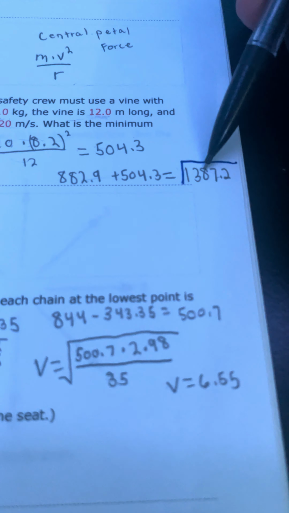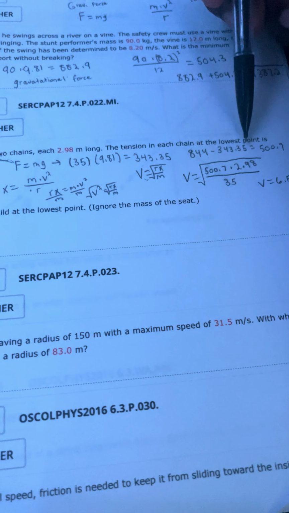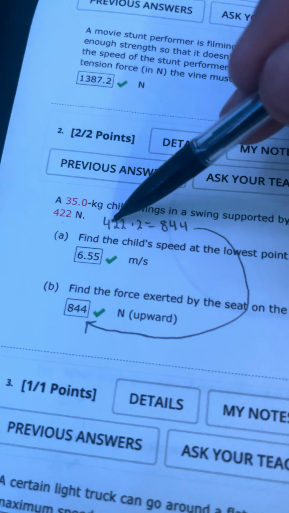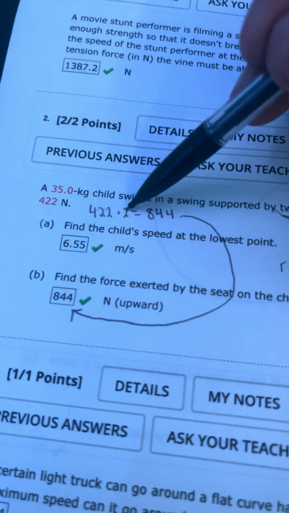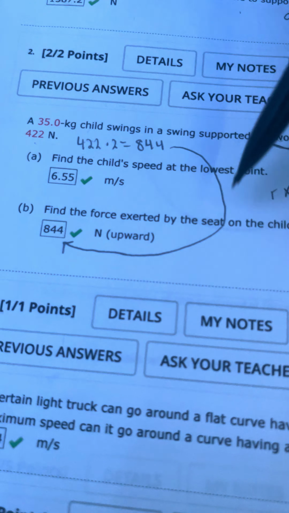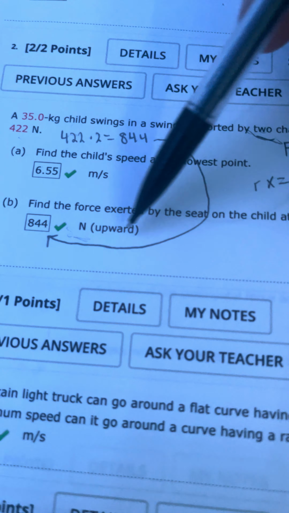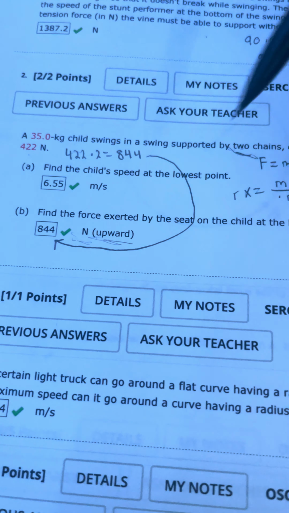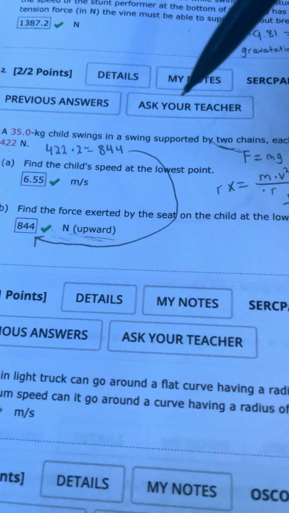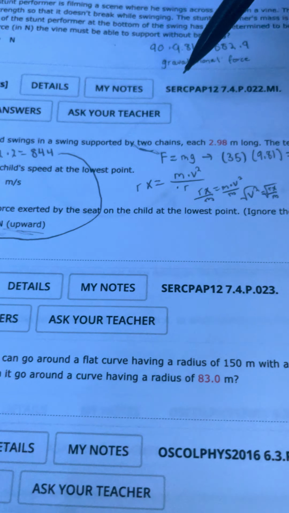Next is number 2, where a child swings from a swing supported by two chains. That's important because it automatically tells me that I need to multiply each chain by 2, so it would be 422 times 2, which is 844. That actually already gives us the answer for this one, because it says moving upwards, and we know that's how force works, so we can instantly find that one, which is 844.